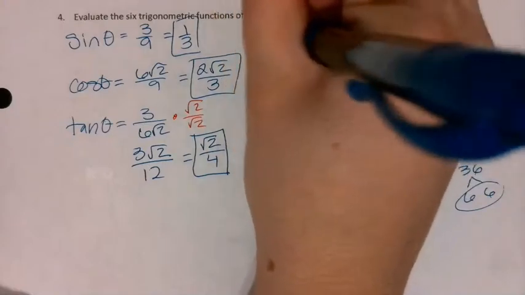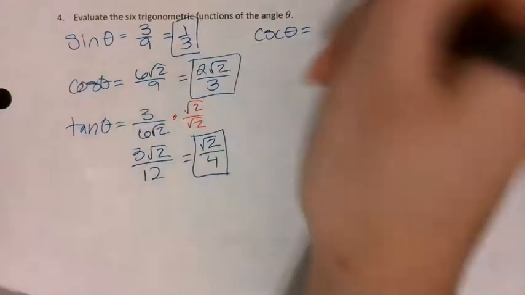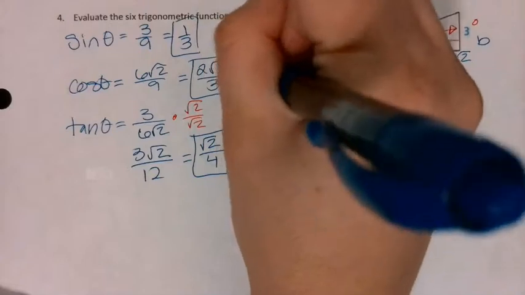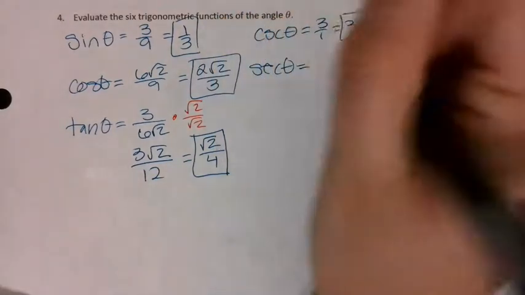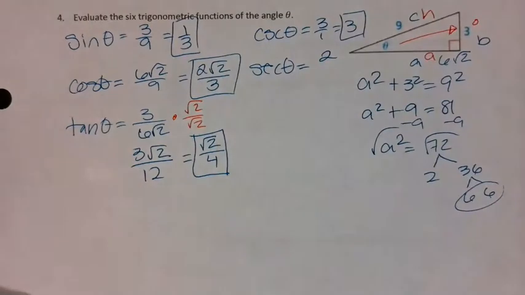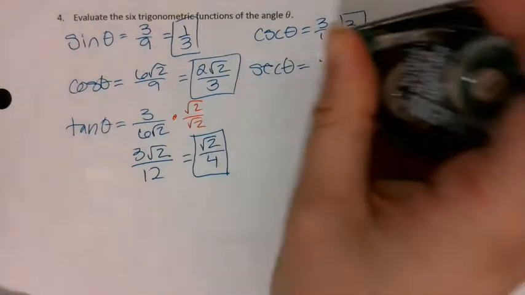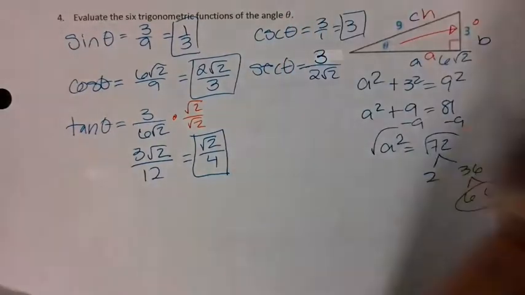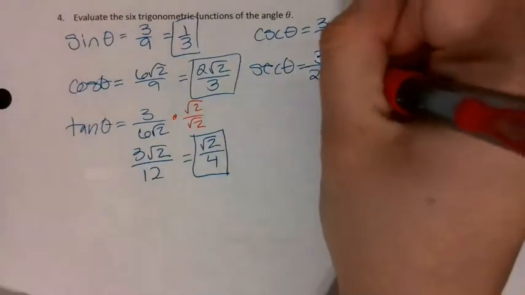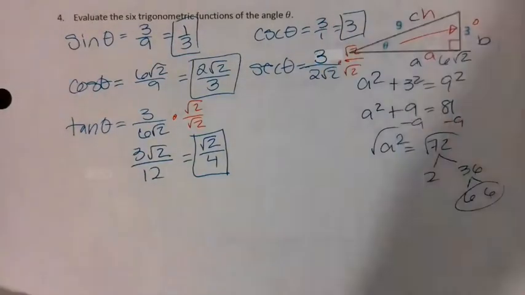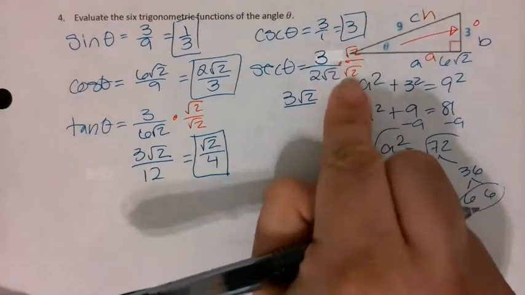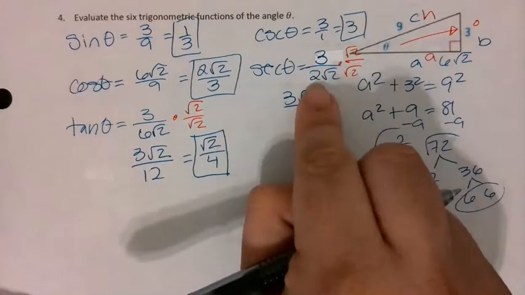Okay. Then I have cosecant, which flips the fraction. So instead of having 1/3, I have 3 over 1, or just 3. Secant, I flip the cosine, and I get 3 over 2 square root of 2. Remember, I can't have that square root of 2 on the bottom, so I want to multiply the top and bottom by square root of 2 over square root of 2. I get 3 square root of 2 on the top. Square root of 2 times square root of 2 is 2, times 2 is 4.